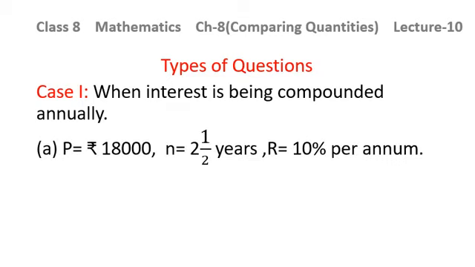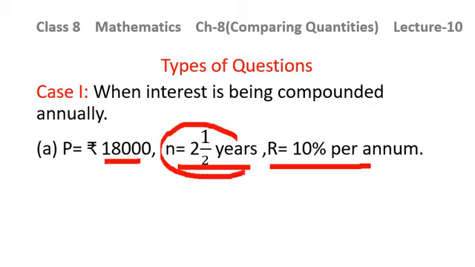A part is when principal is 18,000, N, that is number of years, is 2.5 years, rate is 10% per annum. The difference between this A part and B part is this number of years, that is N is equal to 2.5 years, but they both come under the category when the interest is being compounded annually.